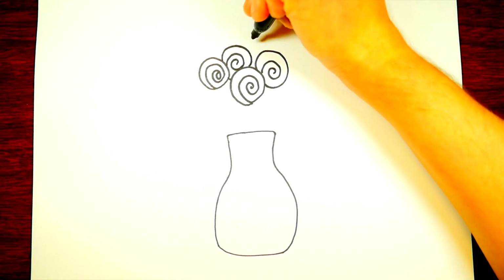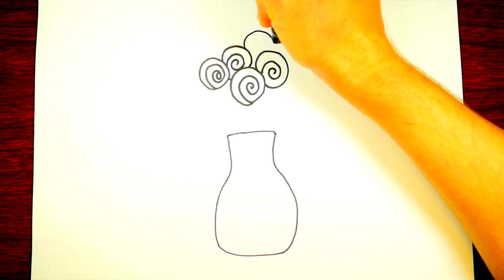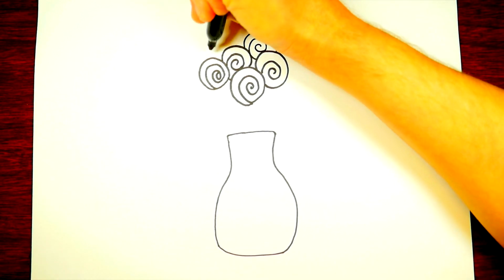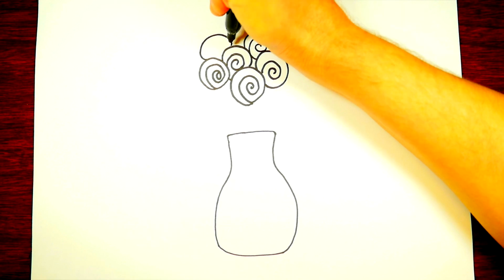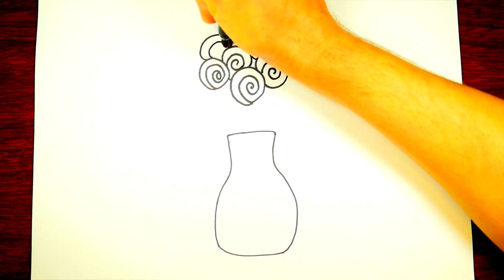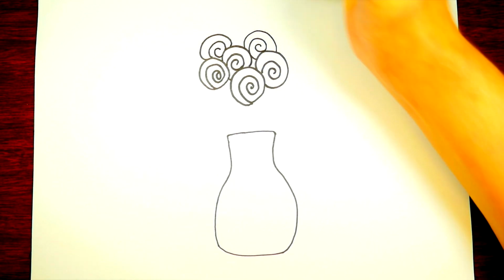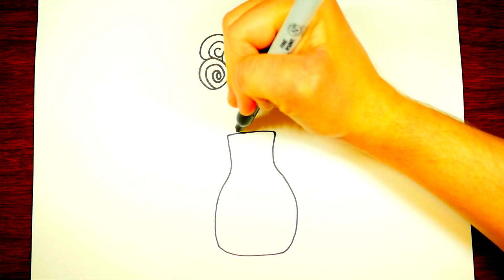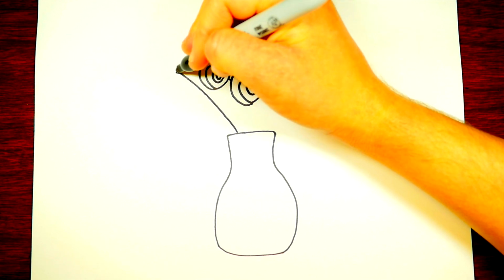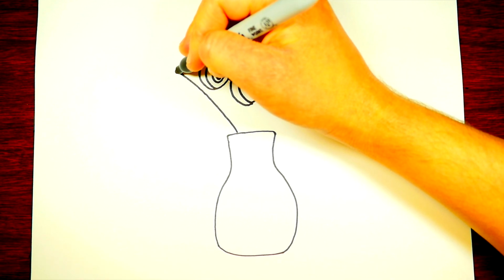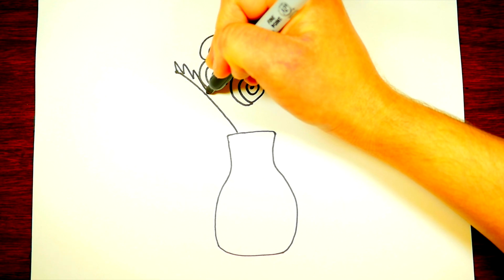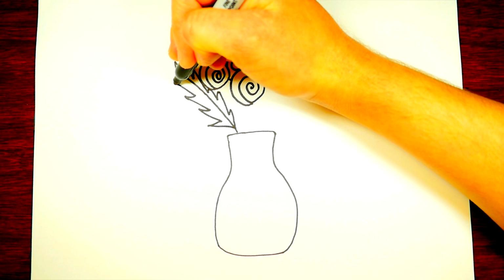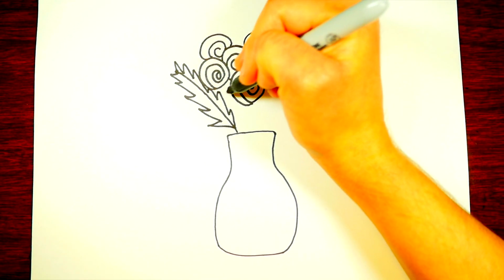You know what they call a group of rose flowers? They call it a bouquet. A bouquet of flowers is when you have a big bunch of roses all tied together. That's called a bouquet of flowers. So let's see, we have 1, 2, 3, 4, 5, 6 roses right now. And now let's draw these leaves. Here we go. Yeah, there we go.